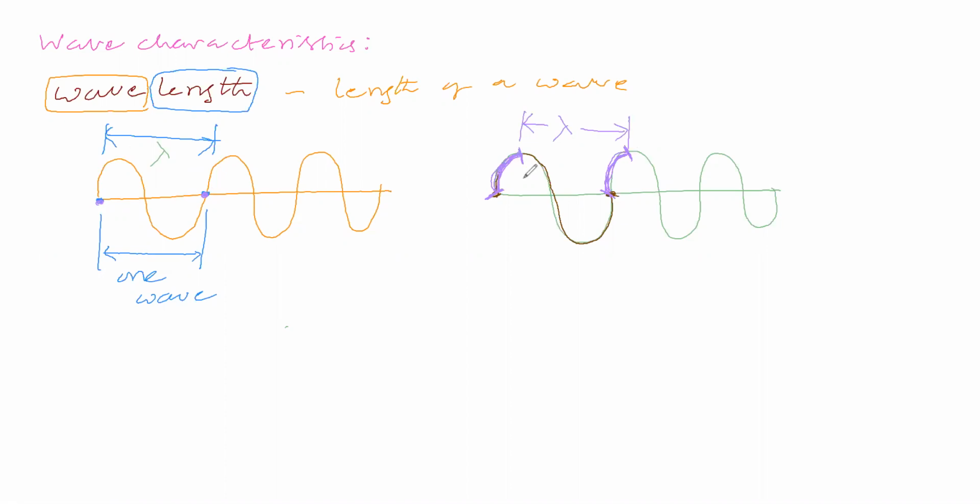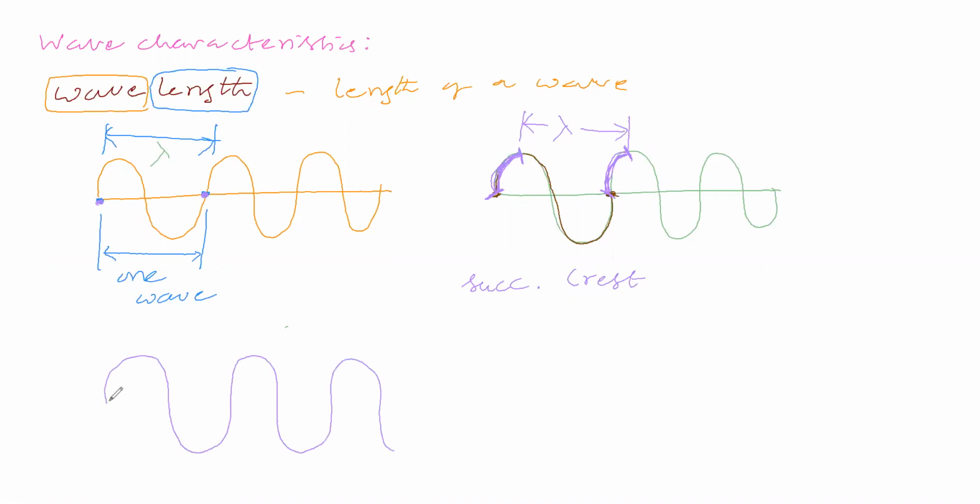Now we can say this is called crest. This is also called crest. So the distance between successive crests is called a wavelength. Like this we can define the wavelength. Next, we will take a wave.